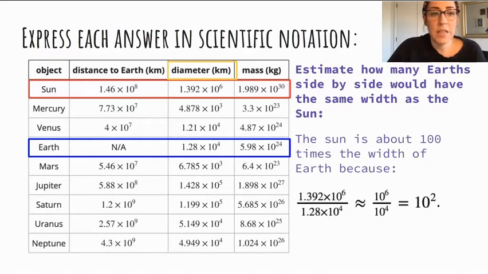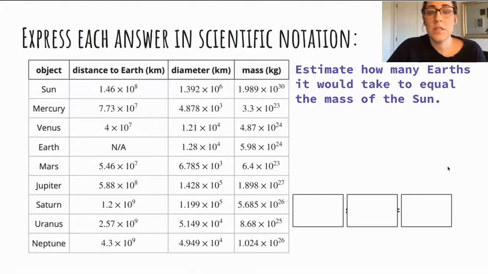If we take that diameter of the sun and we divide it by the diameter of the Earth, you can see that those leading factors are both close to 1. So we could think about it as 1 divided by 1 just being 1. And then we have those second factors, 10 to the 6th and 10 to the 4th. Dividing those, you end up with 10 squared, which is where we're getting about 100 times, because 10 times 10.